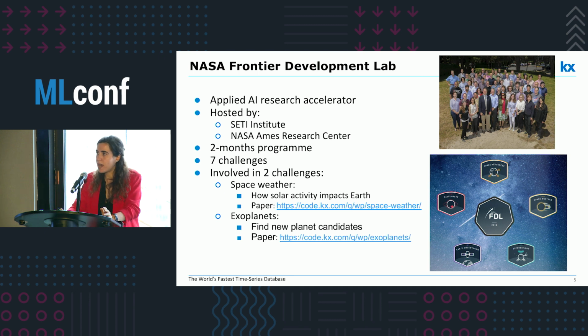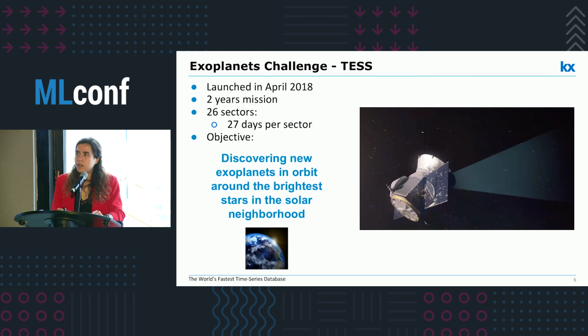So how do we do that? Or how do they do that at NASA? They have a satellite going around the Earth. It was launched last year in April, and it's a 2-year mission, so it will be going around the Earth for 2 years. And I'm going to play a video, I think.